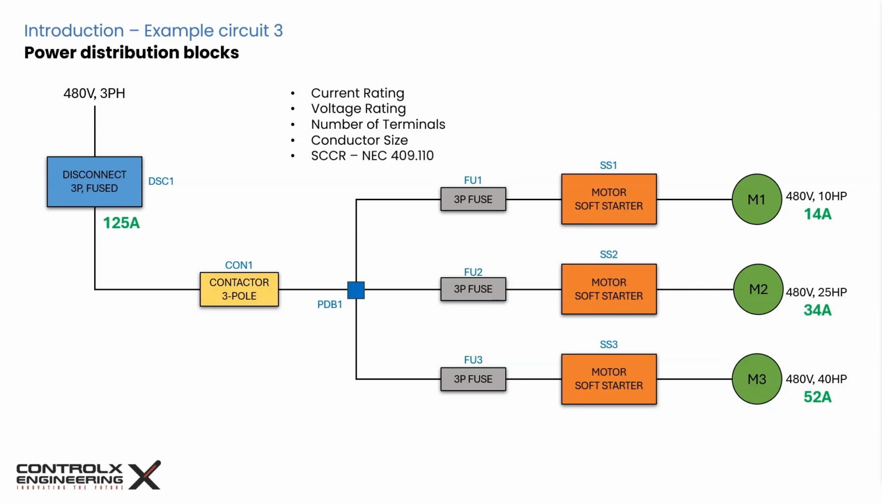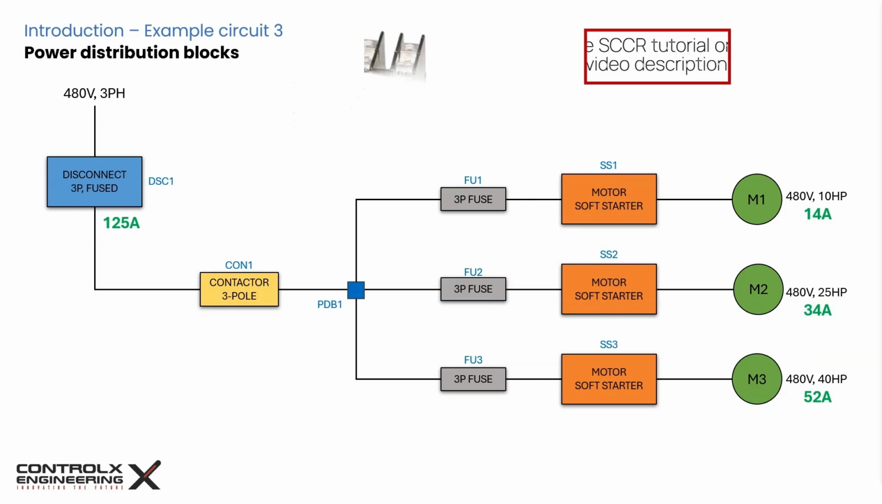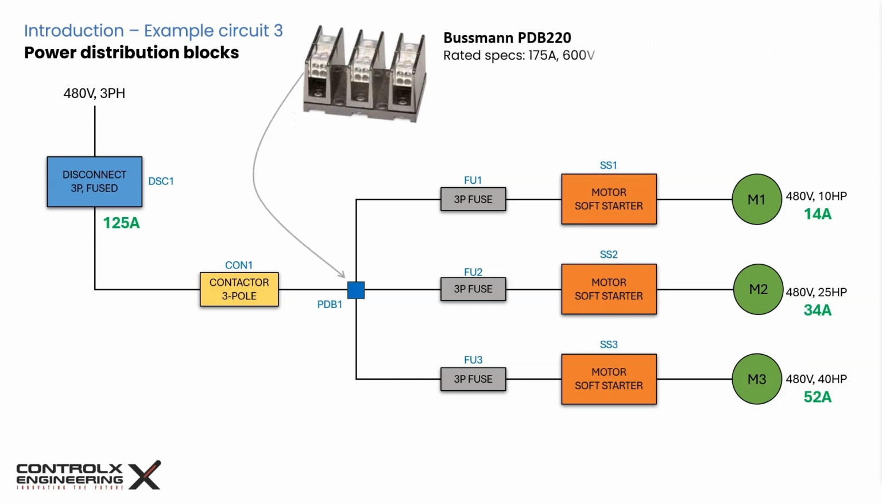The SCCR rating of the PDB must meet NEC 409.110, which requires power distribution blocks to have a short circuit current rating, or SCCR, that matches the fault current level of the system. Standard industrial ratings are 10 kA, 25 kA, or 65 kA. If the system is protected by a circuit breaker or fuse, the SCCR of the PDB must be equal to or greater than the available fault current. Considering all of the above factors, I have selected the PDB 220 series from Bussmann, which meets all of our selection criteria.